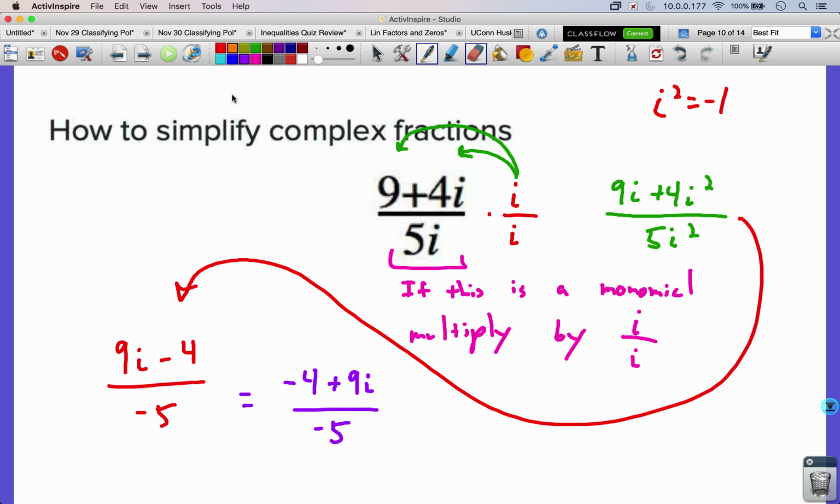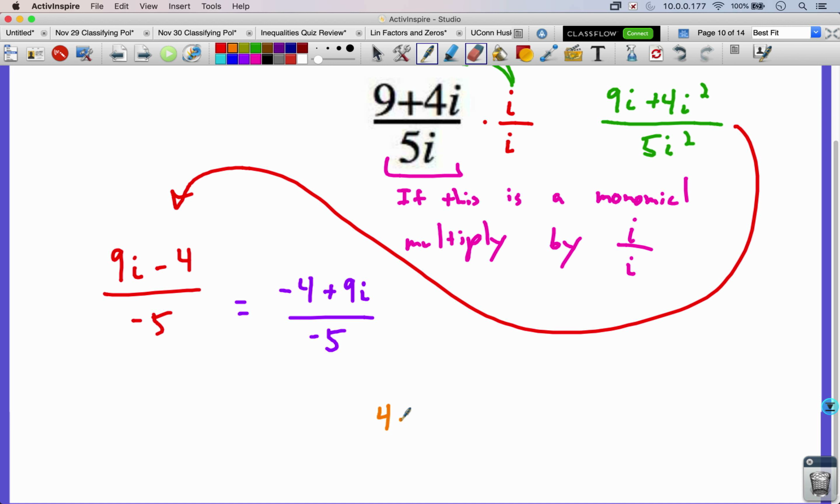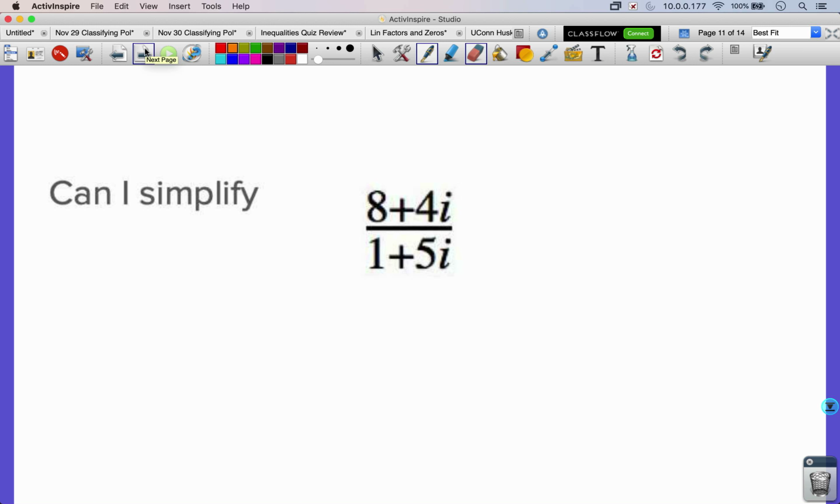And now technically I also don't want a negative in the bottom. So I'm going to flip the sign on everything and write this as 4 minus 9i all over 5. And that is considered to be more simplified than this. All right. So now what if it's a full complex number, not just something that's a monomial in the bottom? How do we get rid of i here?